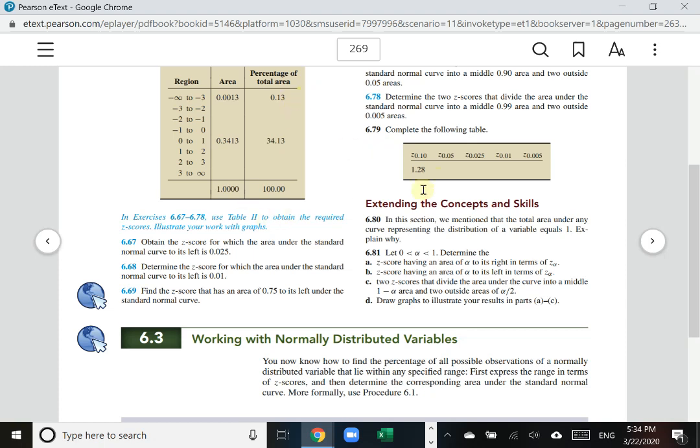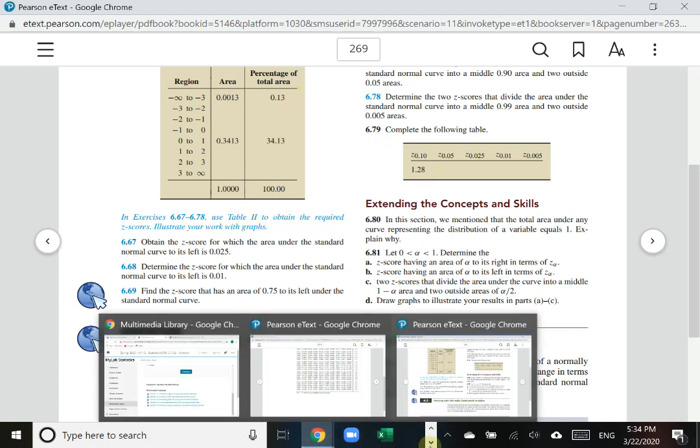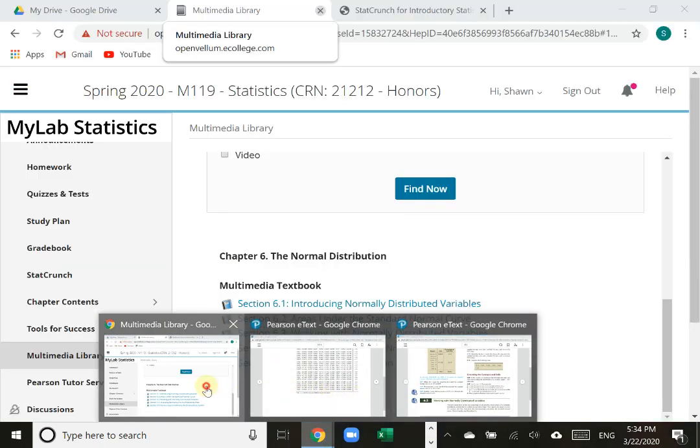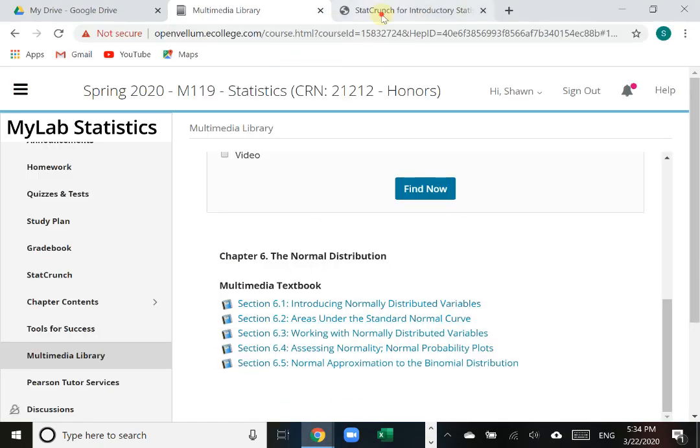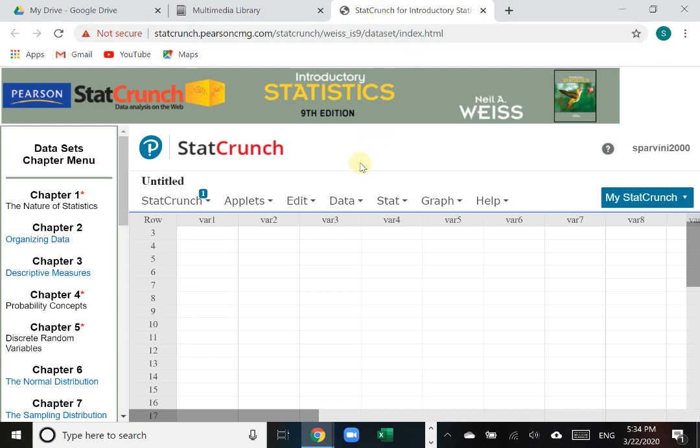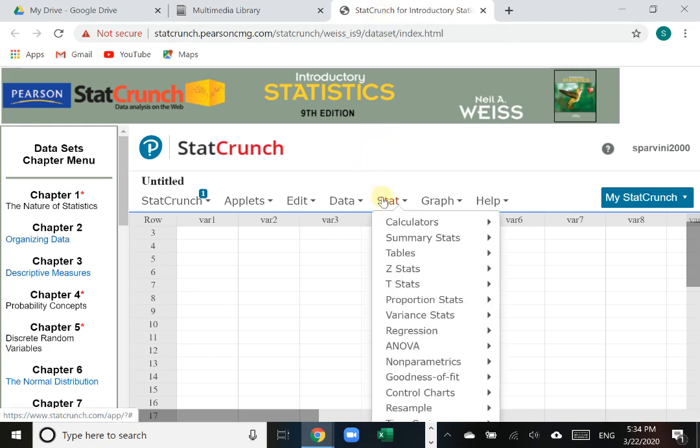Now, here's how we're going to do this. We're going to go to StatCrunch. Right in here. And here's StatCrunch. Okay. Now, I want to find the first number, z of 0.1. Okay, so z of 0.1.